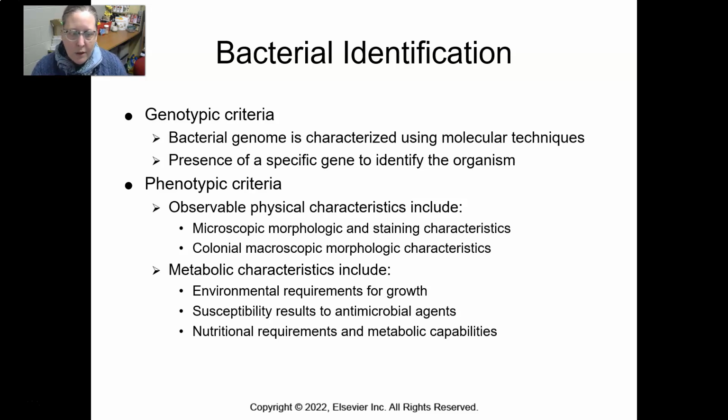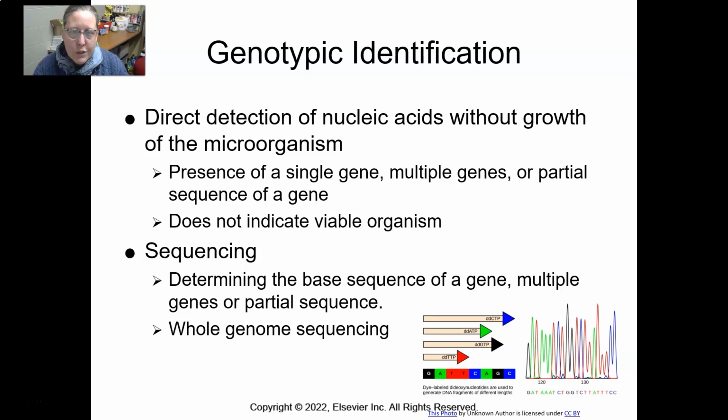You can set up these plates or these cards to get your definitive ID depending on its metabolic and nutritional capabilities. So again, for genotypic identification, this is usually a direct detection within the specimen that is received. If you wanted to do a respiratory panel on a BioFire, you would use sputum, like the pneumonia one, and it's direct detection of the nucleic acids without growing the microorganisms on a plate. They're looking for either the presence of a single gene, multiple genes, or the partial sequence of a gene that makes that specific bacteria unique.